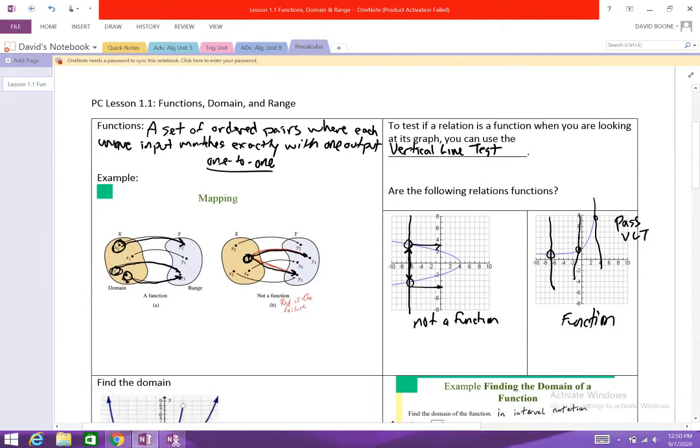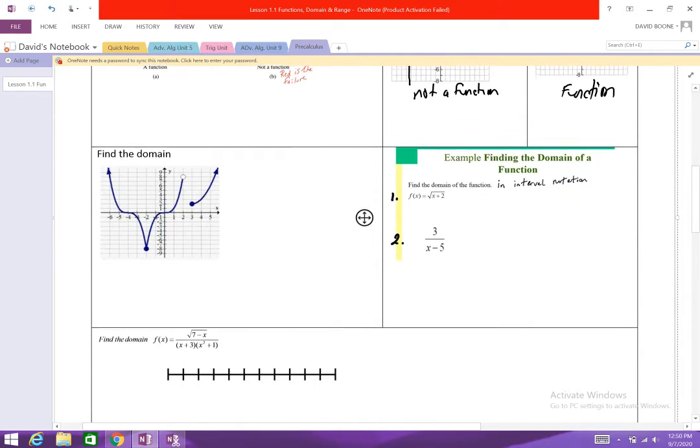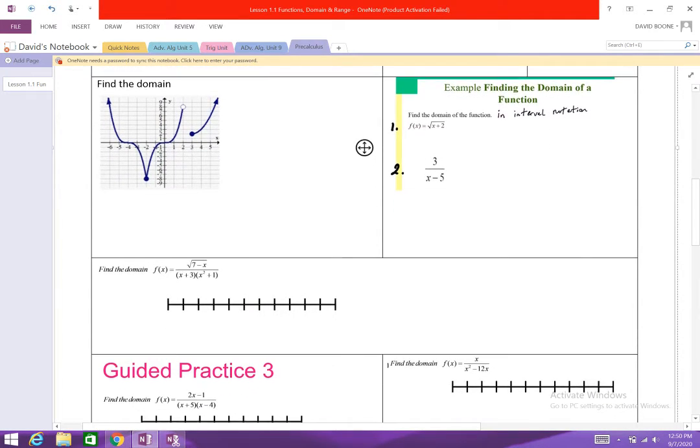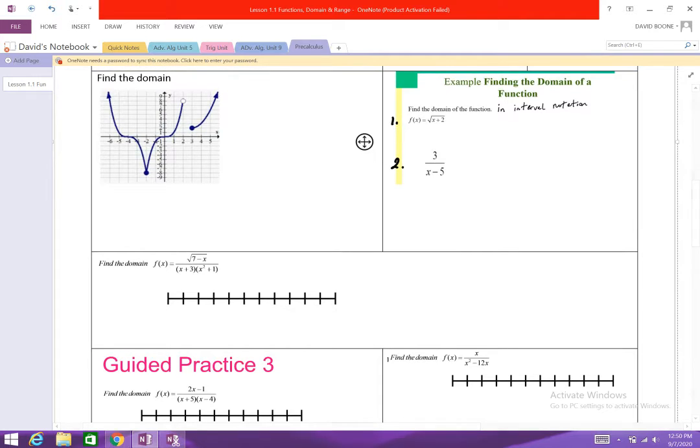Let's talk a little bit about domain. We'll move on to the bottom part of this worksheet. When you think about domain and range, your domain are your input values, also considered your x values. A good way to remember this: domain comes before range in the alphabet. X comes before Y. Input comes before output.